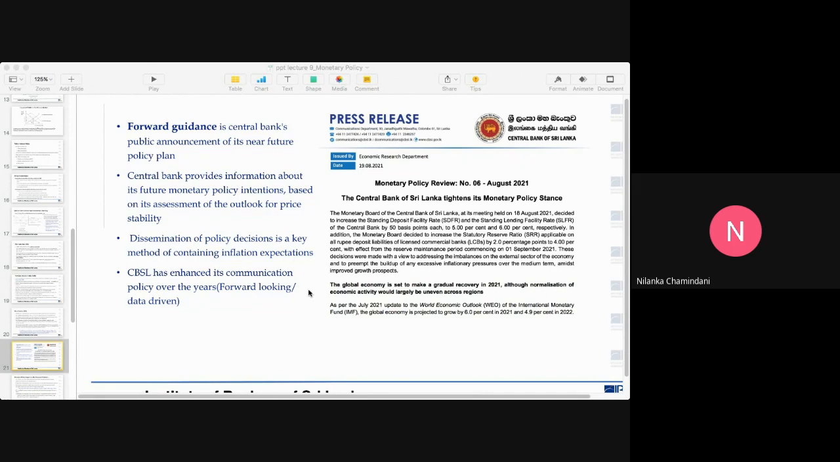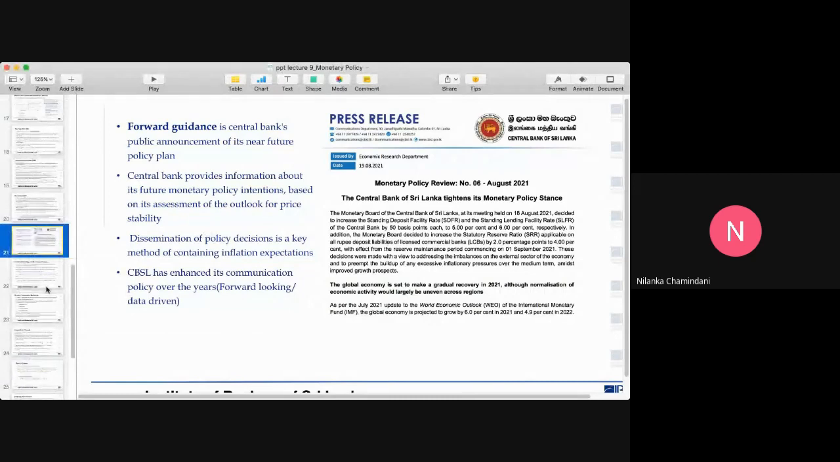Likewise, it always helps people to take their decisions. That's why the central bank has now enhanced its communication policy over the years, forward looking or data driven. If you go to the central bank website, you can see how many press releases and public announcements there are. Normally we know that ordinary people are not always visiting the central bank website, but the purpose is that when the central bank issues a press release, media people follow these press releases and disseminate the message to the public. That's how it is happening. Okay, so you can go and read this press release. Anyway, we are going to discuss that in the class.